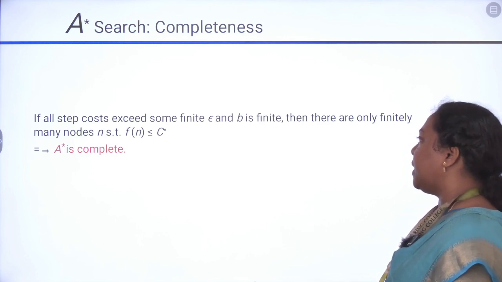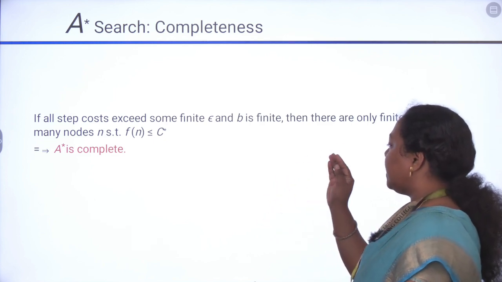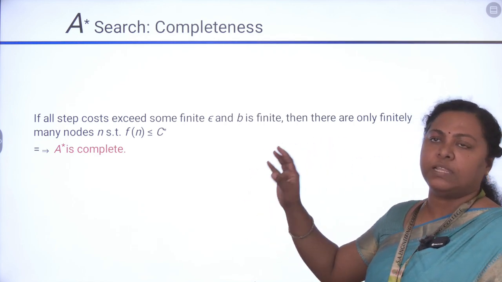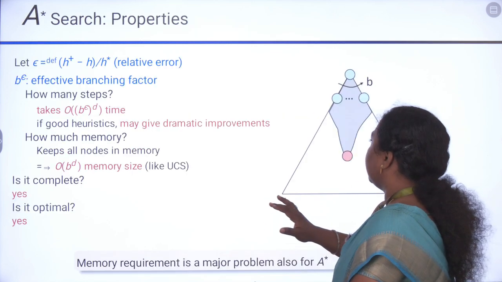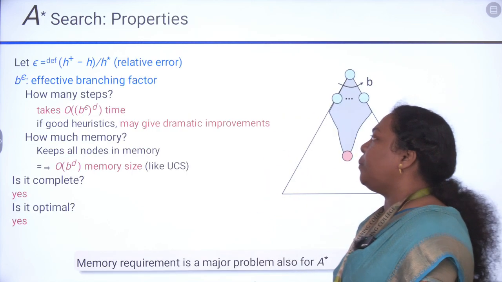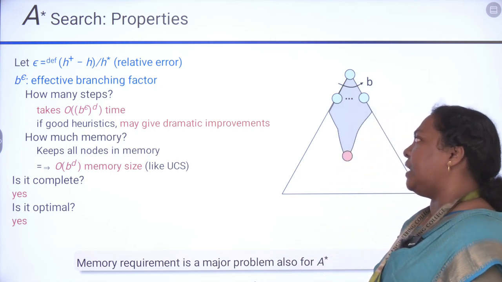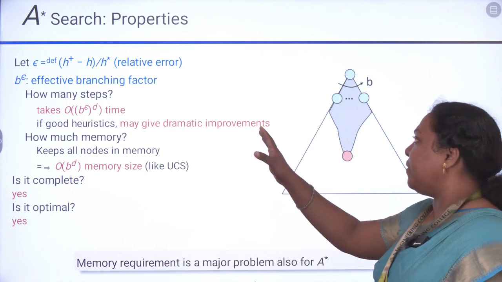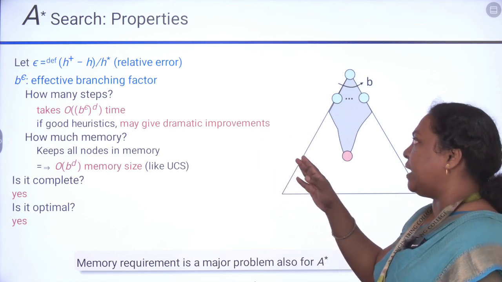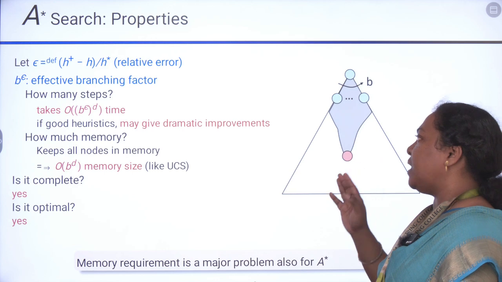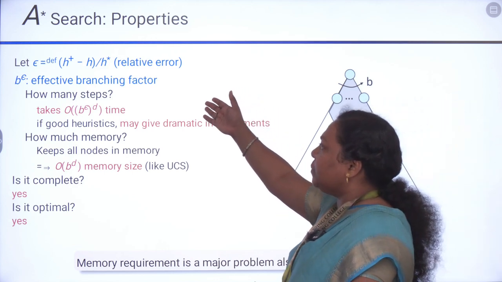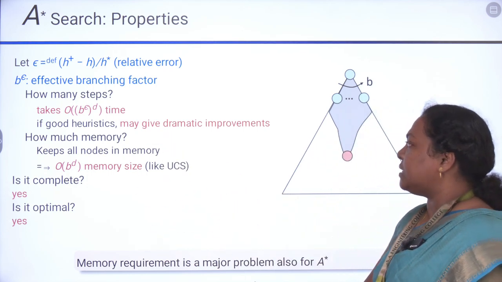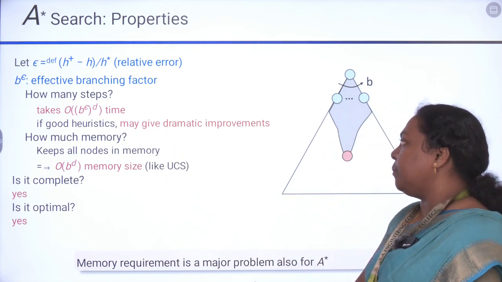It is fully complete because we have a finite step epsilon and b is also finite, and there is only a finite number of nodes in the path that we have taken into consideration. So here the property that we are seeing is a relative error, which has been computed by epsilon equal to (h* - h) / h*. This is nothing but the effective branching factor, and the total steps that have been taken for this is O(b^(εd)).